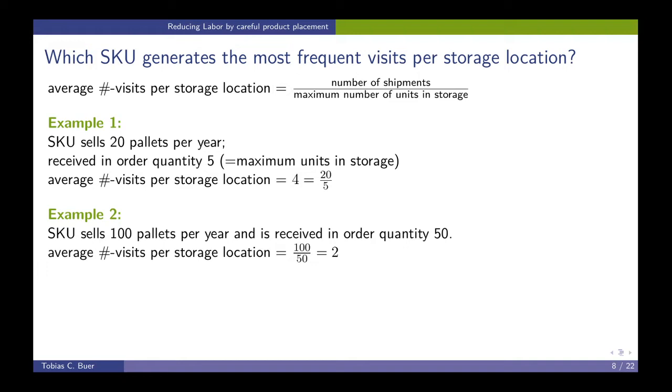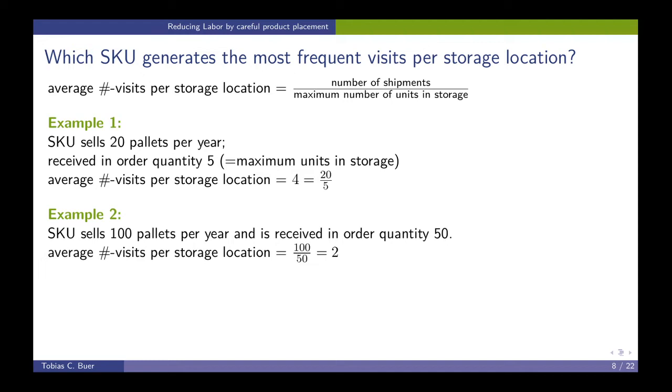So consider a second example. We have an SKU that sells 100 pallets per year, and we receive for this SKU an order quantity of 50. Then we have on average only 2 visits to the storage locations, because we calculate 100 over 50, which is equal to 2. So it might not be super intuitive in the beginning to define what is a popular SKU and a frequently visited storage location.